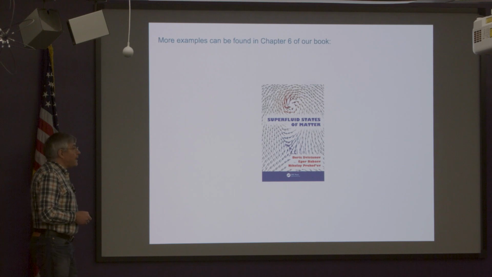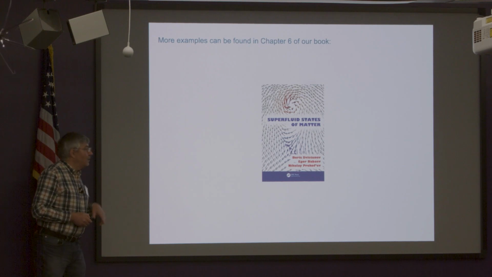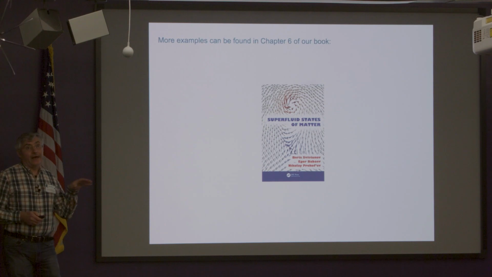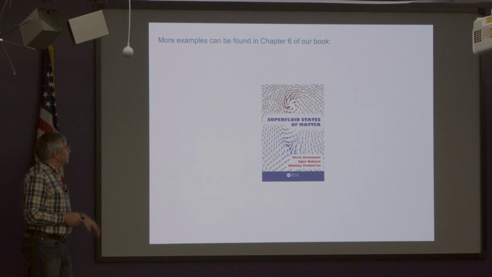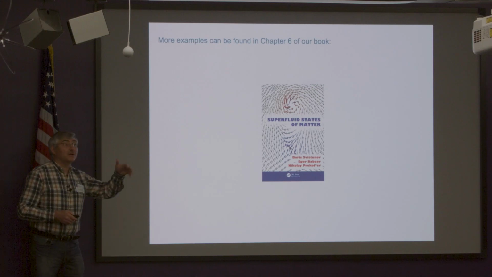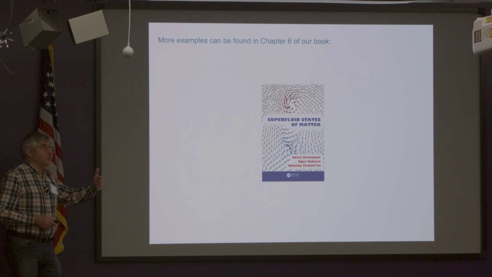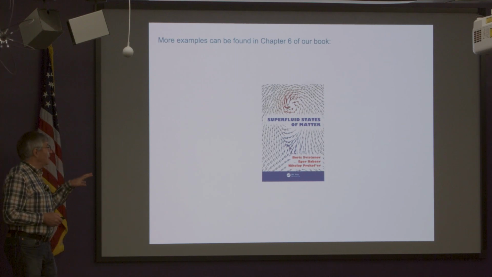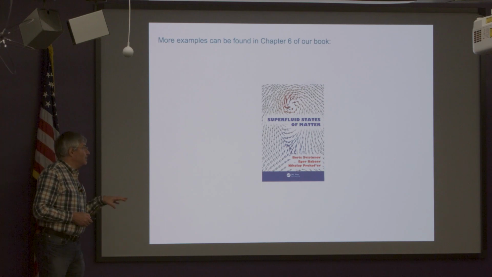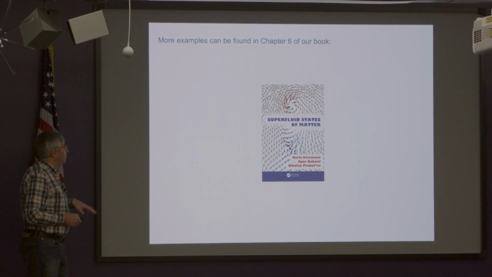Actually, if you want more examples, just look into chapter 6 of our book with Yegor Babaev and Nikolai Prokofiev. This chapter is all about multi-component systems in the sense in which I introduce it, meaning more than one superfluid phase. There will be a generic discussion and some review of earlier publications.